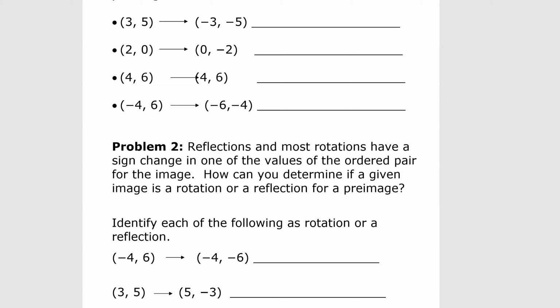Our instructions for problem 1 is to identify the degrees of rotation and the direction of the rotation for each one of these points. For example, the first one, we're changing this pre-image of 3, 5 to the image of -3, -5.